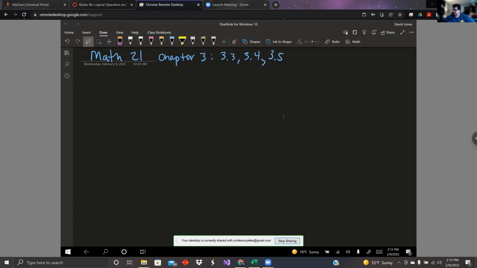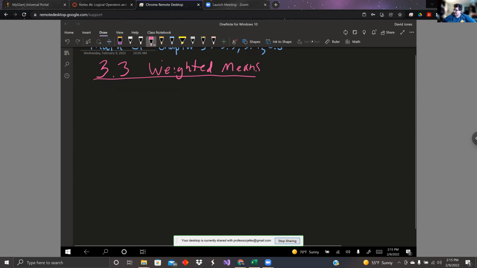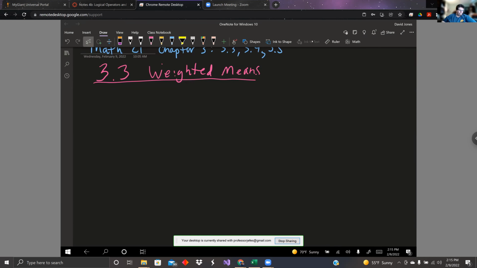So 3.3, we're going to just do it really briefly. It's on weighted means or weighted averages. And this is a topic that relates very much to you guys because this is how grades are calculated, or your GPA. GPA is a weighted mean.